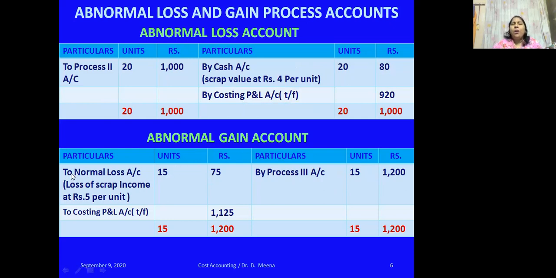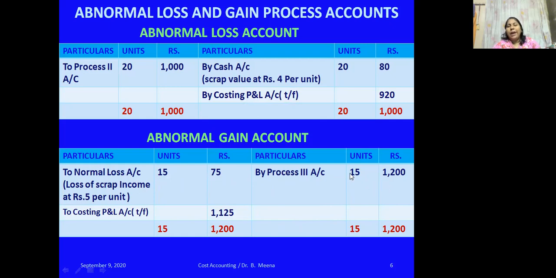So for the gain, if you are going to consider the scrap value, what is the loss of scrap income? Since it's a gain, if it were an abnormal loss, we could have some scrap value, but here that is going to be a loss for us. So loss of scrap income, how much? 15 units into 5 rupees means 75 rupees. So this is the normal loss account to be debited for this abnormal gain.